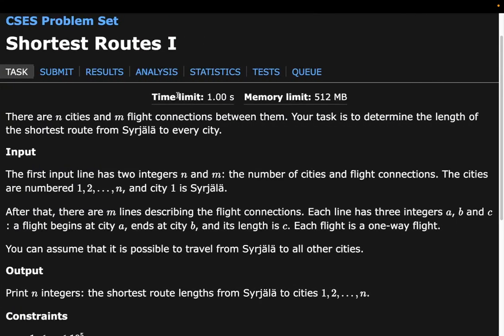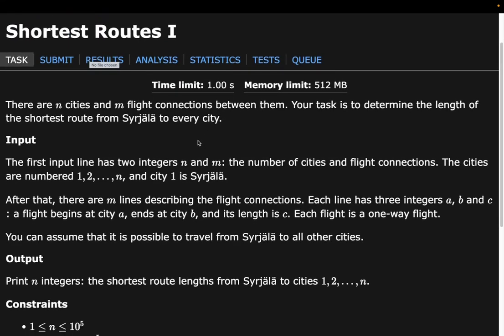Hello everyone. Today we are going to discuss the problem Shortest Routes 1 from the CSES graph problem set. Let's go through the problem. There are n cities and m flight connections between them. Your task is to determine the length of the shortest route from Syrjälä to every city.